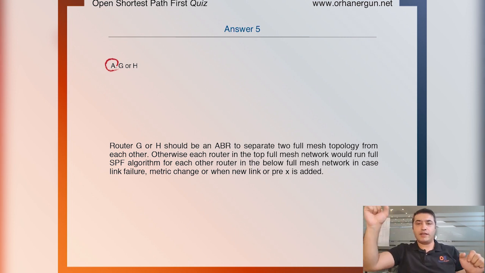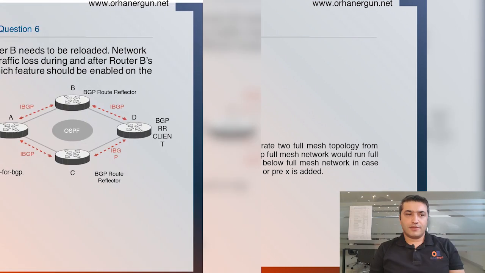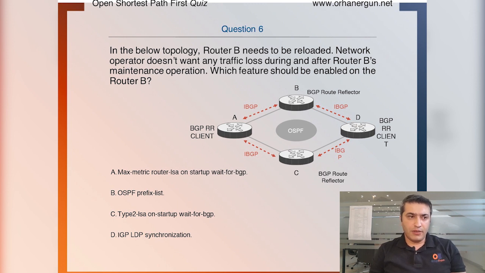Another, the right full mesh domain, can be area 20. Like a hub and spoke, you are creating, and routers G and H will be your two hub routers with area 0, the backbone area, between them, and all the other routers in these full mesh domains will be in their respective individual areas, area 10 and area 20. So it would be nice to have G and H, so option A is the answer for this question. Now question 6. In the below topology, router B needs to be reloaded.